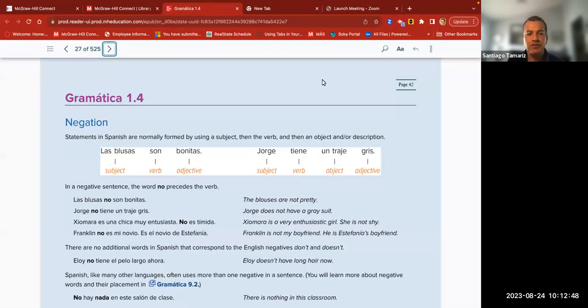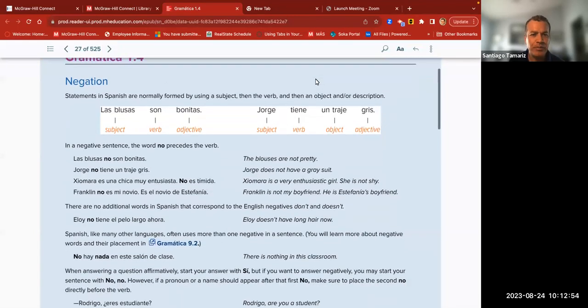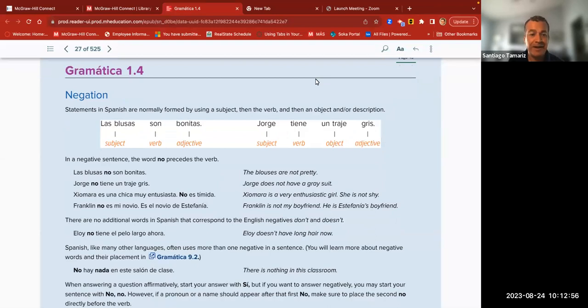Okay, chicos, now let's talk about Gramática 1.4 on page 42. Negación, ¿no? How to make a sentence negative. Statements in Spanish are normally formed by using a subject, then the verb, and then the object or a preposition, or description, sorry. For example, las blusas, subject, son, verb, bonitas, adjective.